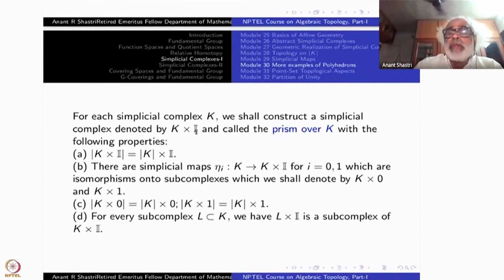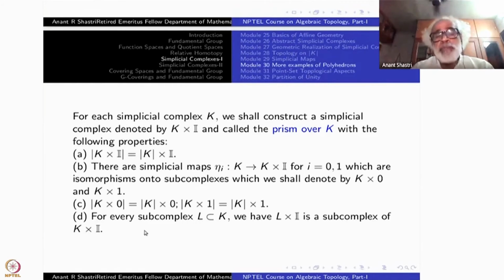Okay. This is the property I want: A. I want this property B also. I want something more, namely the underlying topological space of K cross 0 is mod K cross 0 and K cross 1 is mod K cross 1. So this is property C.